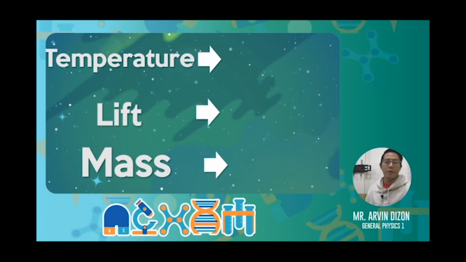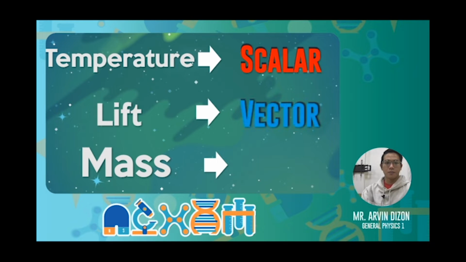Temperature, lift, and mass. Try. Temperature is a scalar quantity. Lift is a vector quantity. Mass is also a scalar quantity. Now, why is mass a scalar quantity? Because mass just defines the amount of substance in an object, so it doesn't require direction. Meanwhile, lift is a vector quantity because you cannot lift something without a direction. The only direction if you lift an object would be upward, so it should be a vector quantity.